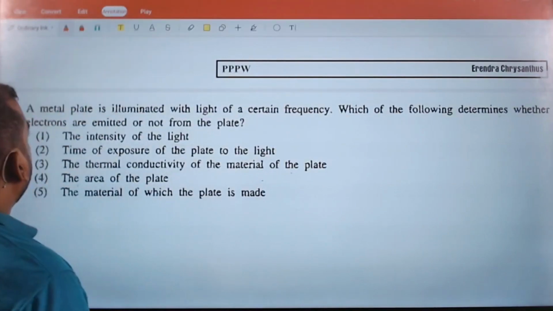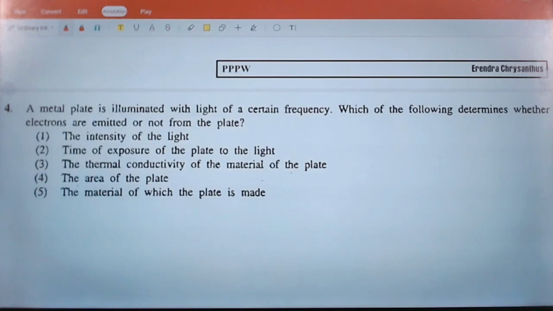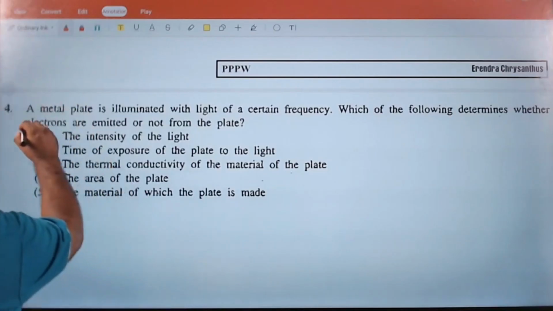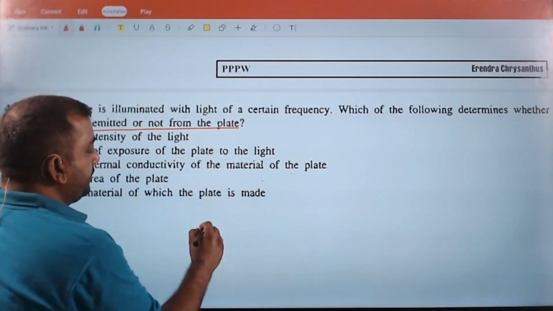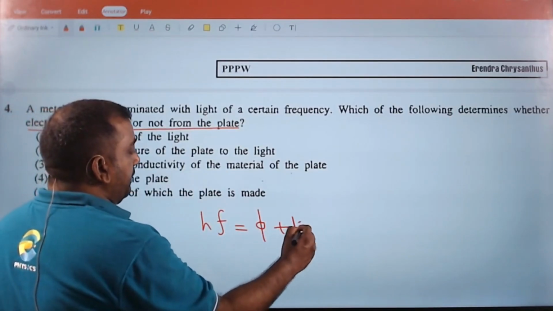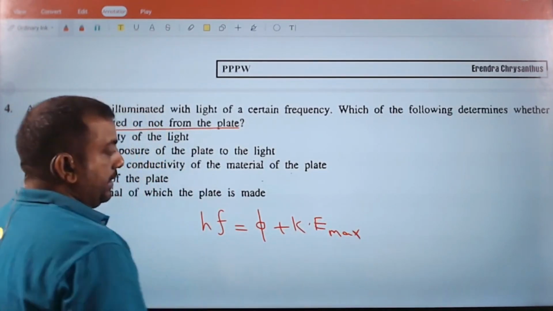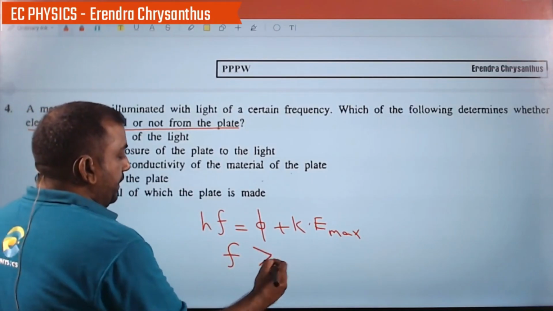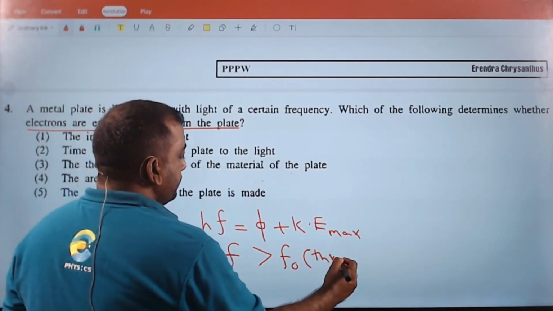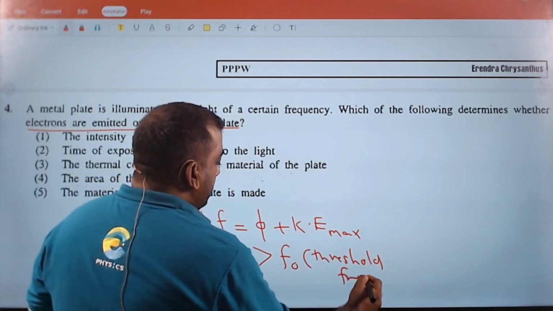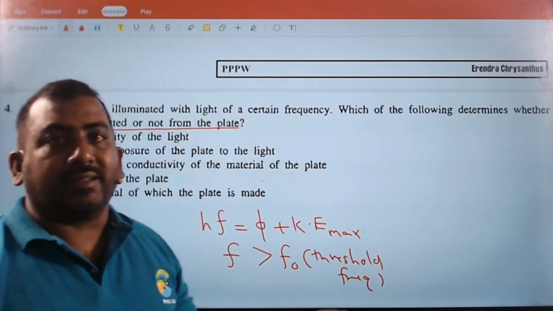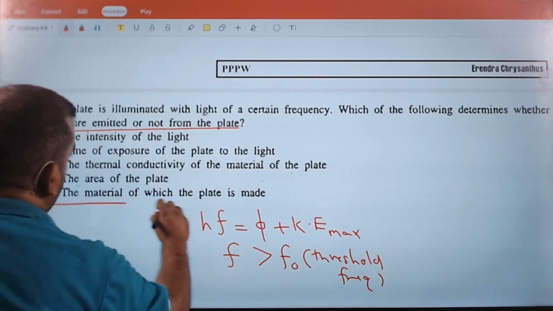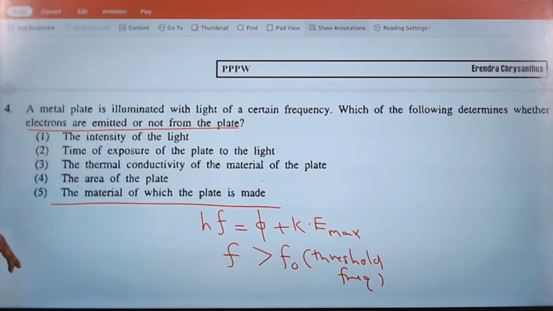Moving on. A metal plate is illuminated with light of certain frequency. Which of the following determines whether electrons are emitted or not? Now, all of you know hf equals φ plus KE max. Whether electrons are emitted or not depends on the incident frequency, which should be greater than the threshold frequency. Threshold frequency depends on the metal. Metal to metal, threshold frequency will change. So what is the answer? Material of which the plate is made.